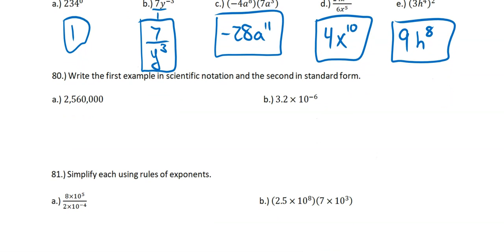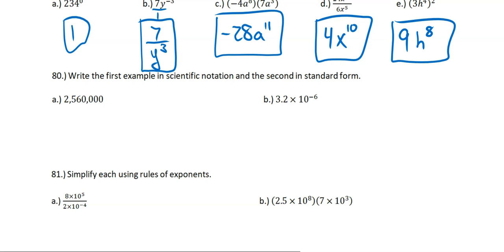One of the places where we use rules of exponents quite a bit is in scientific notation. So just a quick refresher on scientific notation. If I have something like this guy, the first example I'm going to rewrite in scientific notation. The second example I'm going to rewrite in standard form, just going back and forth between these two things. So this first one, 2,560,000, that's written in standard form. I'm going to write it in scientific notation.